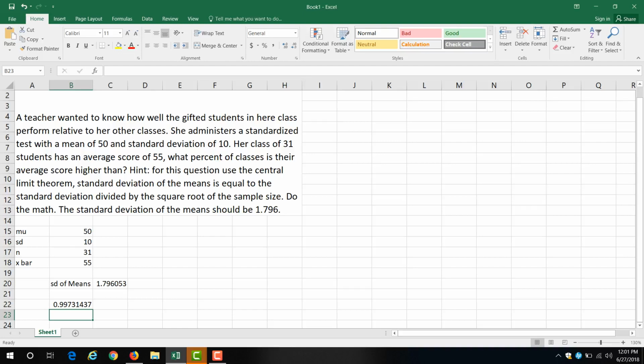0.9973. So there should be an answer on the quiz. But that's how you do it. And that's why you take sample sizes, that standard deviation. See how much better resolution we get than the standard deviation by itself? That's the whole point of this. The larger the sample size, the more sure we can be about our results.